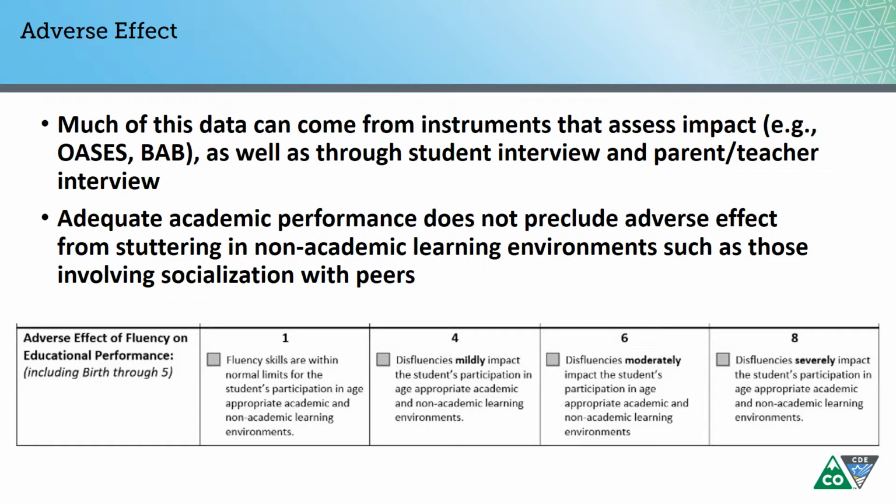Personal context may include feeling anxious or frustrated about one's ability to speak, while environmental context may relate to being teased or bullied because of disfluent speech. A student's academic performance, for example grades, may or may not be affected by these factors. When choosing a score, be sure to use evidence from your formal and informal assessments and self-report instruments to support your decision.